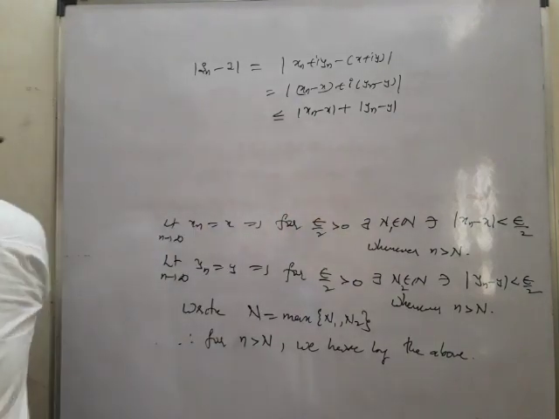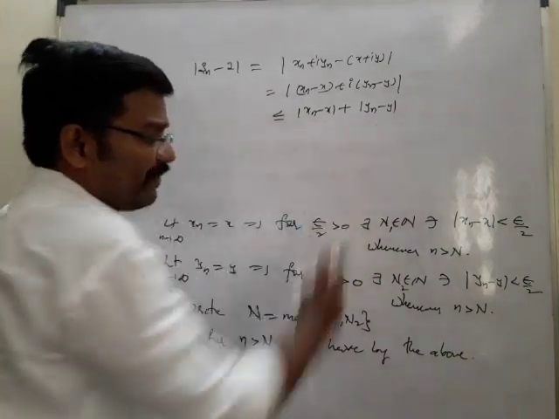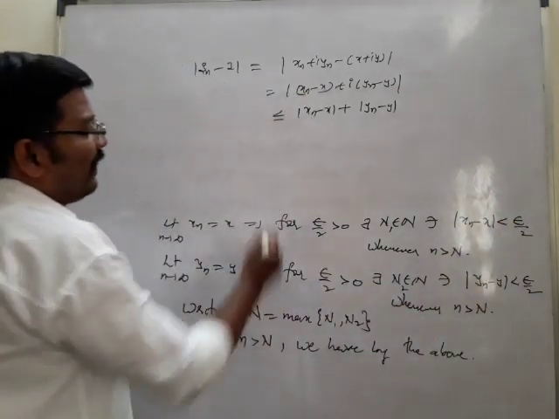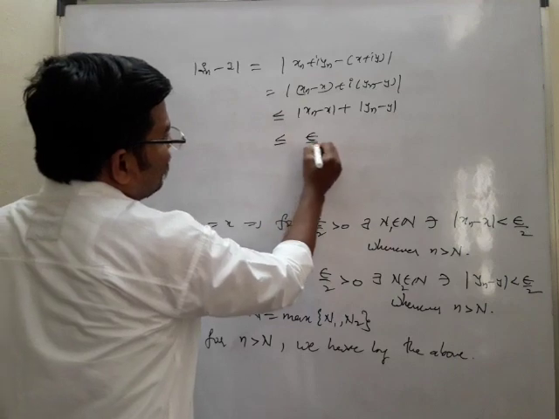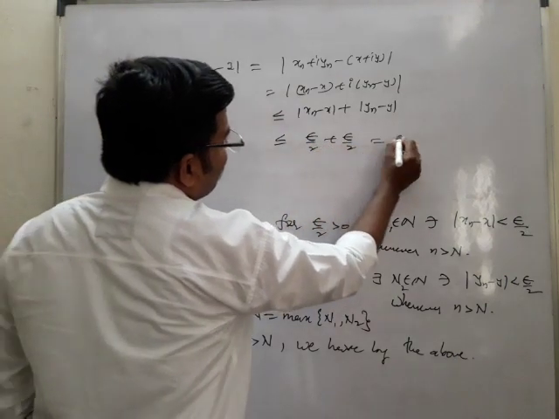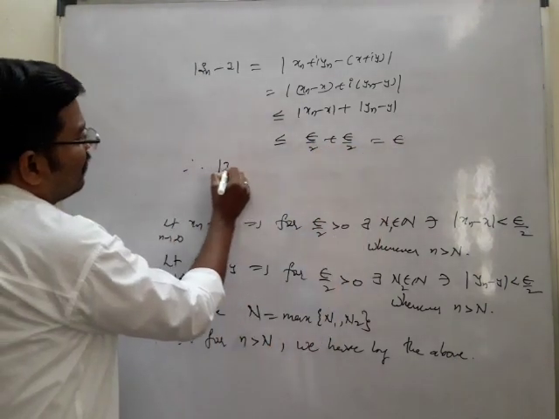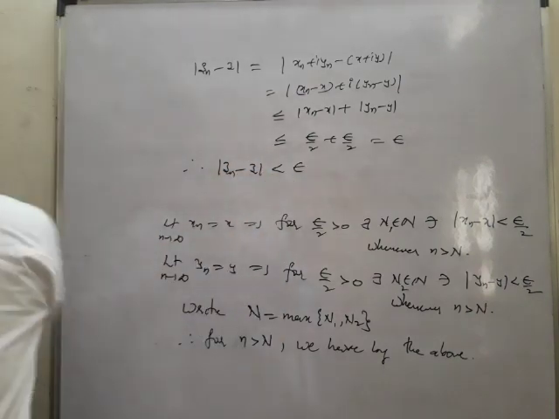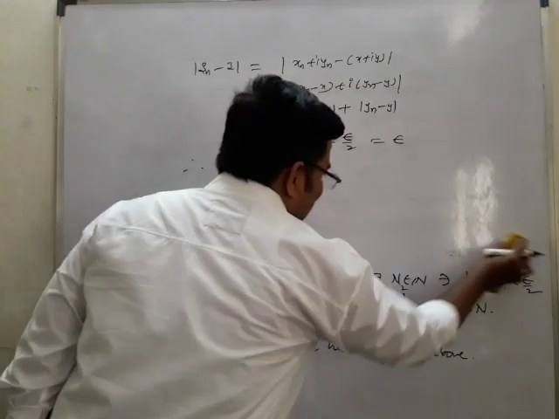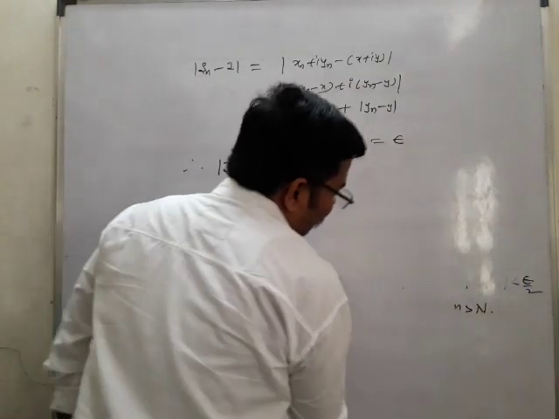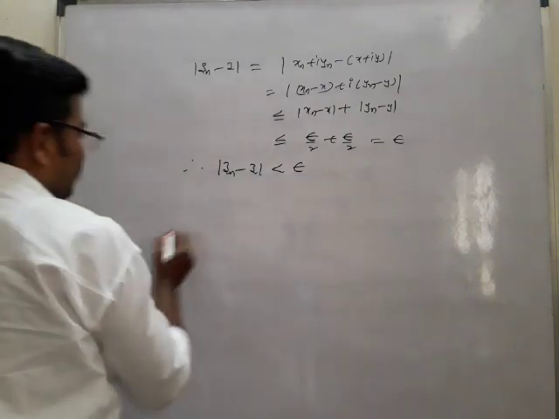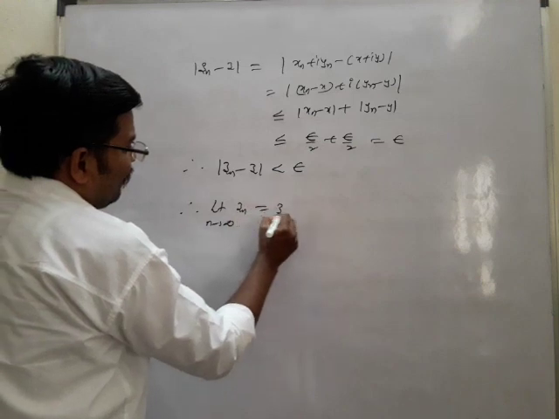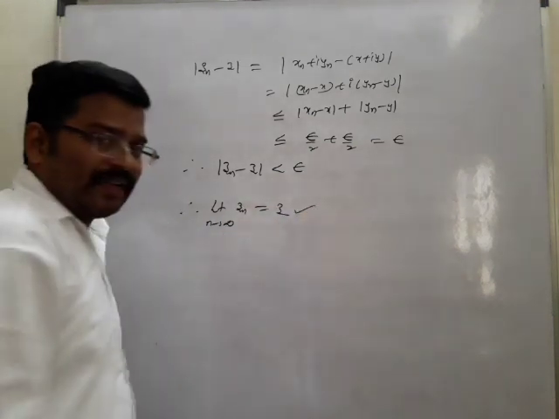So therefore what we can write here, xn minus x and yn minus y are both less than epsilon by 2. So I may write this as epsilon by 2 plus epsilon by 2, that is nothing but epsilon. So what we got? Mod zn minus z is less than epsilon. So what it indicates? It indicates that as n tends to infinity, limit zn is equal to z. Now we got this one, zn is equal to z.